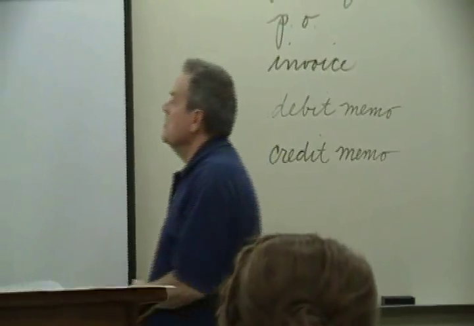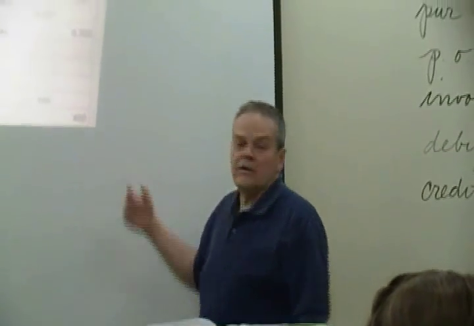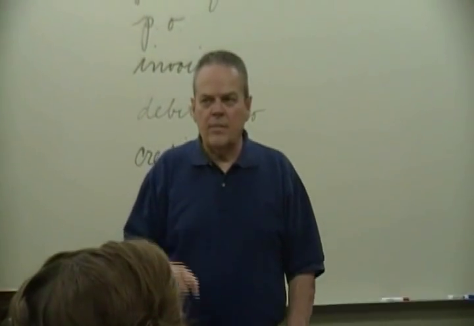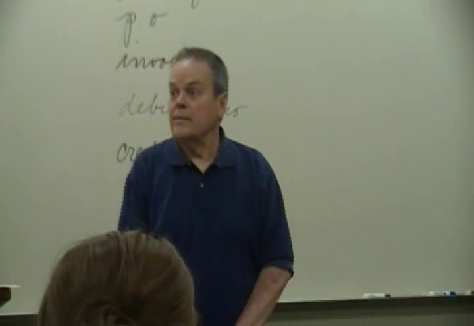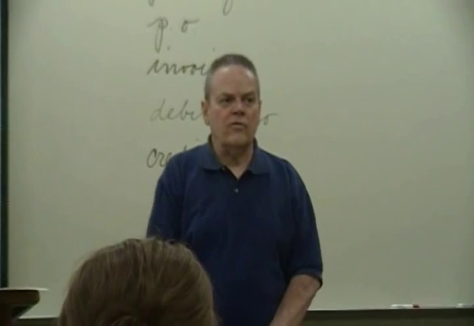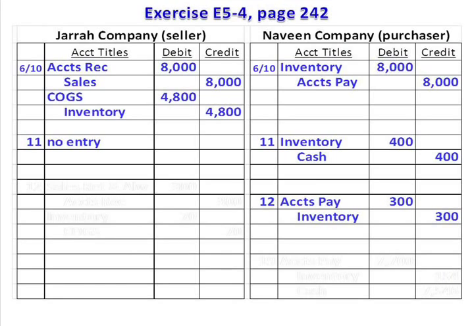So, we need to make an entry. Let's make the entry on the buyer's books first, the debit memo first. The debit memo had less authority, but we don't want to lose track. I need a volunteer. Who's willing to make me the entry for the debit memo? Chris? Debit accounts payable for $300 and credit inventory. Debit accounts payable and credit inventory.